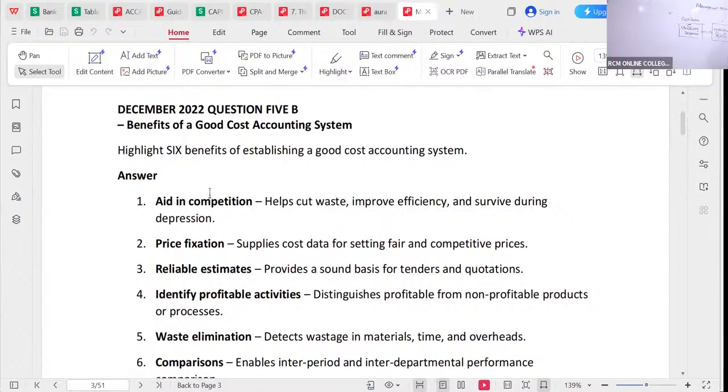Number one, competition. It helps us to cut waste, improve efficiency, and survive during a depression. Ladies and gentlemen, remember this gentleman in management, Michael Porter, who said that for an organization to survive in any economy, there are two things you can do: either you become a cost leader, or you differentiate yourself from the competitors.